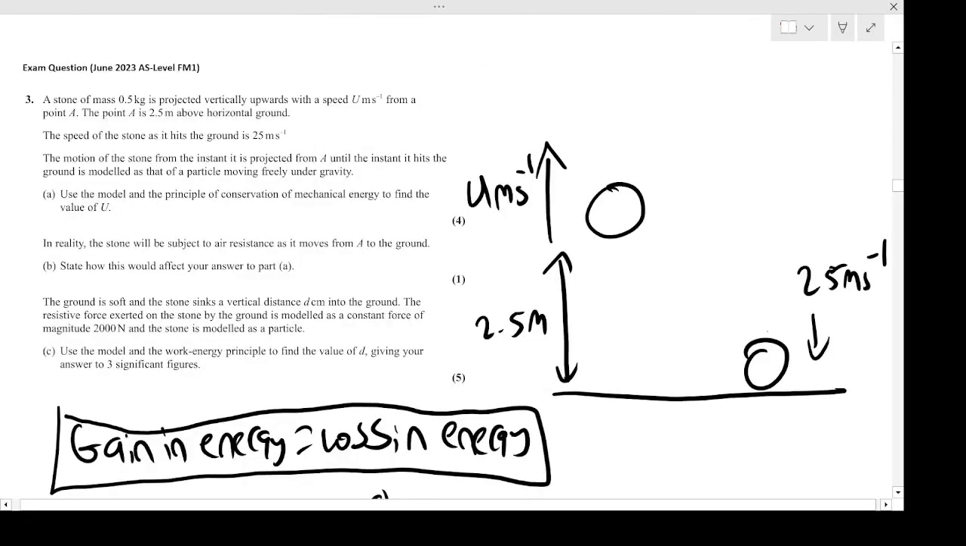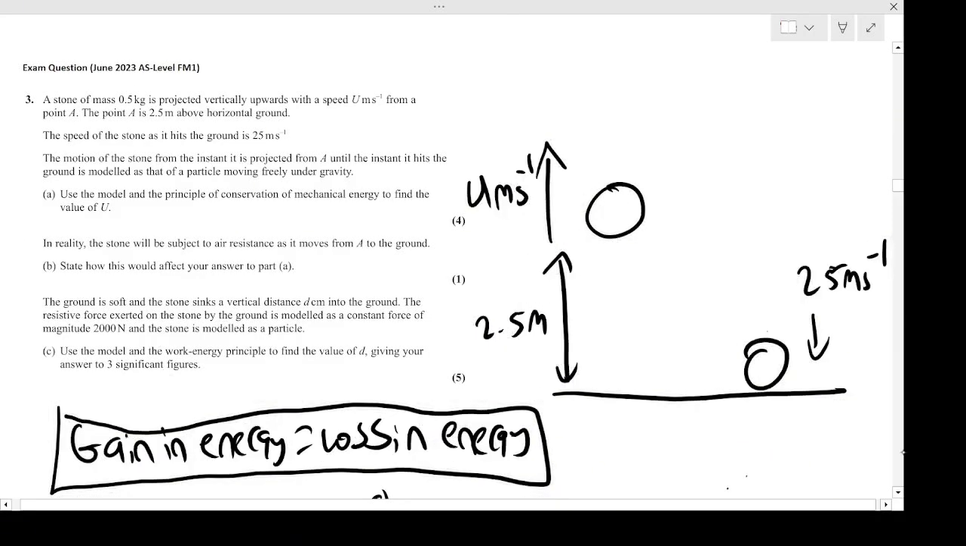Okay, now we're told the ground is soft and the stone sinks a vertical distance d into the ground. The resistive force on the stone by the ground is modelled as a constant force of 2000 newtons. And now we're told to use the work energy principle, which is different to the conservation of energy, which we just used. Find the value of d.